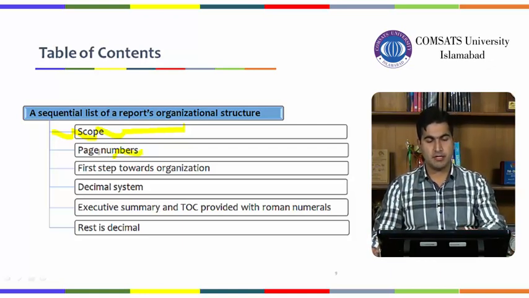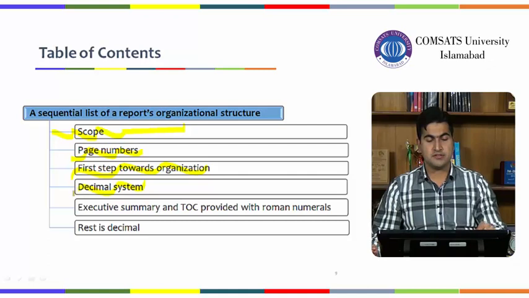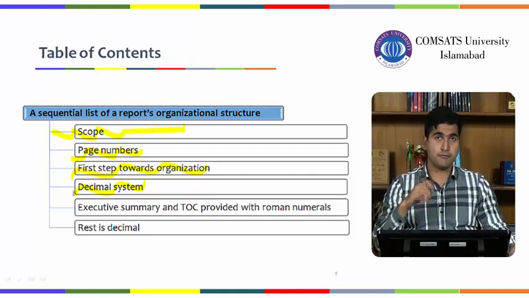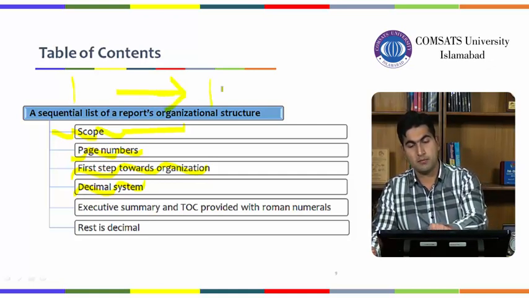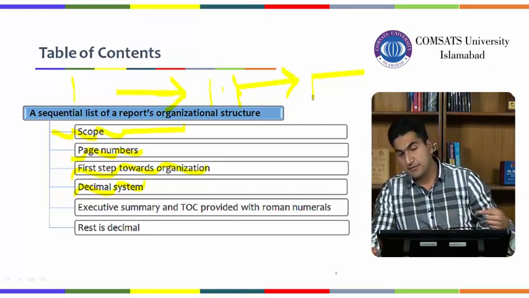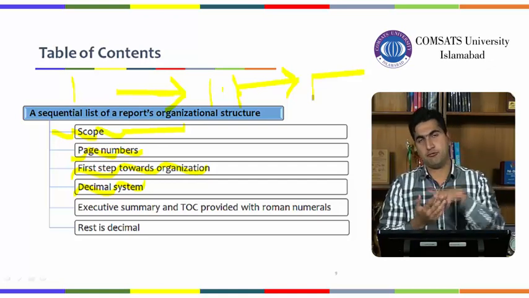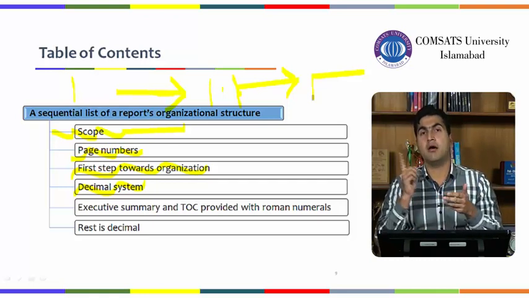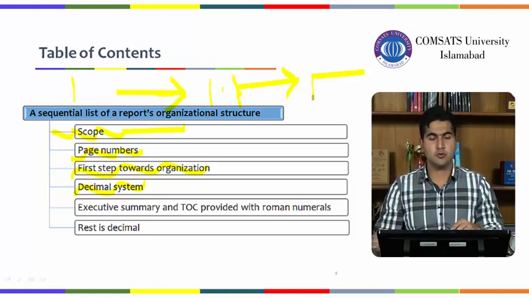So the focus is on providing a page number for each section. It's the first step towards showing your organization, how organized you are and how you prioritize things. Then it uses the decimal system. Can you think of what the decimal system was? I just talked about it in good detail. The first degree of heading is 1. The second degree, under 1, is 1.1. Then the third degree of heading, under 1.1, is 1.1.1. So that's how you use the decimal system.